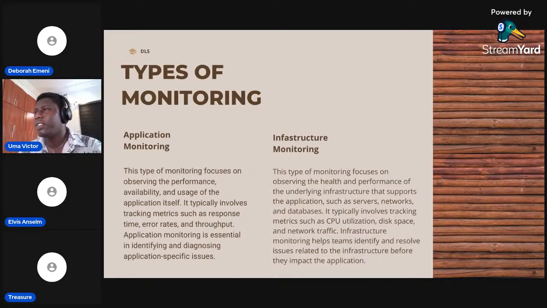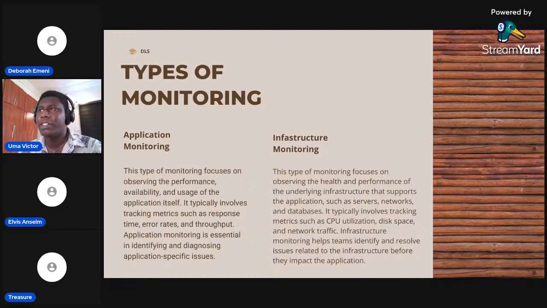This type of monitoring typically involves collecting metrics, data on key performance indicators such as application response time, error rate, and transaction volume, and using alerts and dashboards to identify and troubleshoot issues.